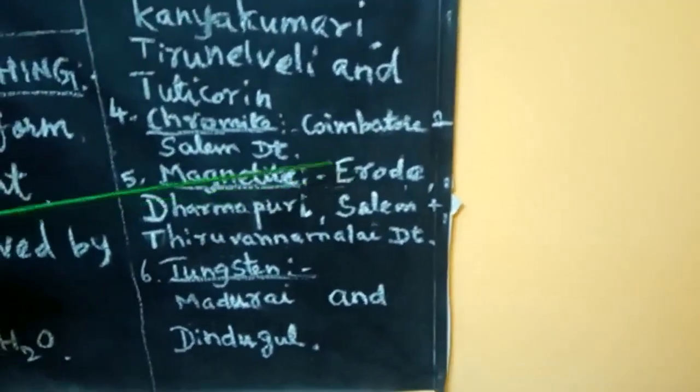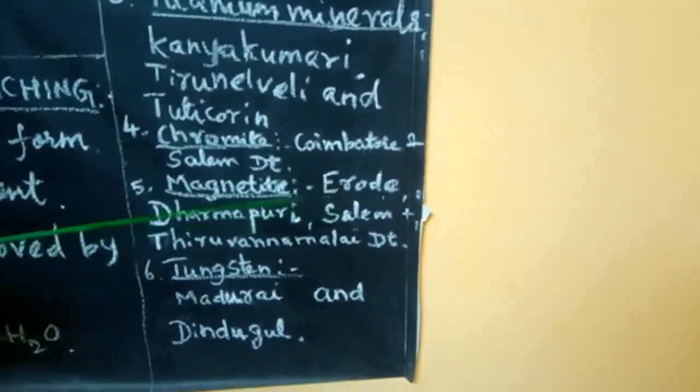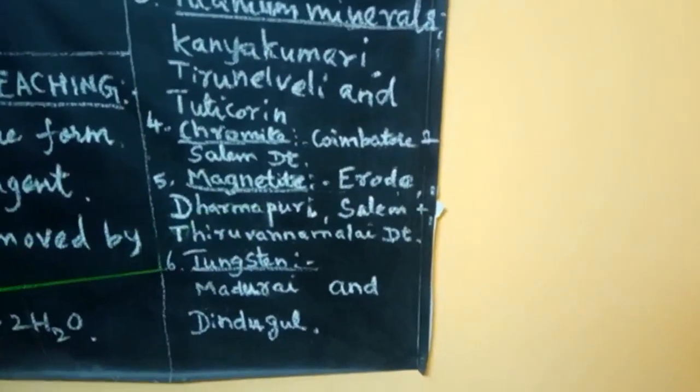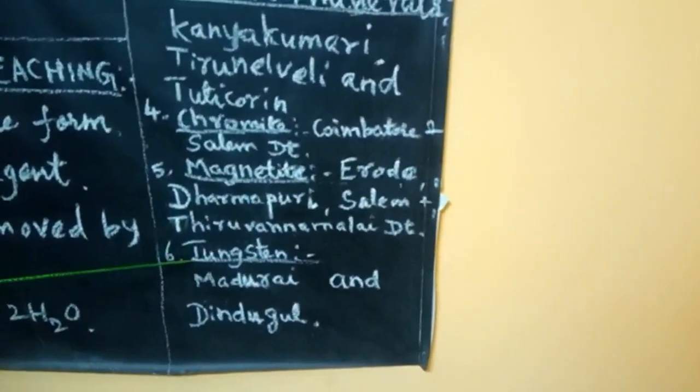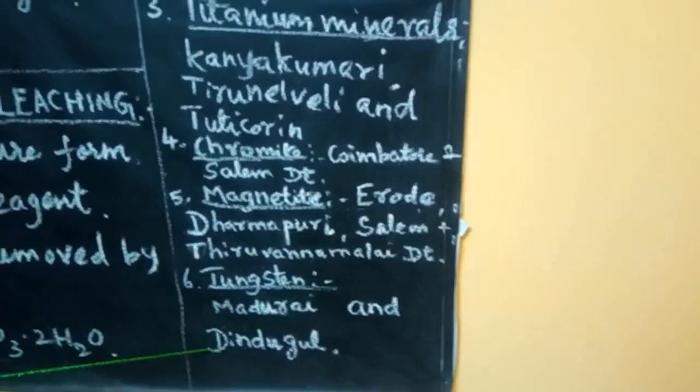It is present in Erode, Dharmapuri, Salem and Tiruvannamalai district. Last one is tungsten. It is present in Madurai and Dindigul.